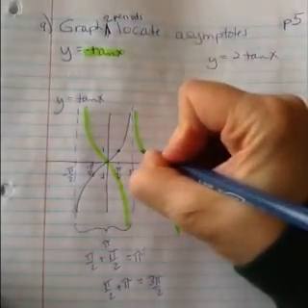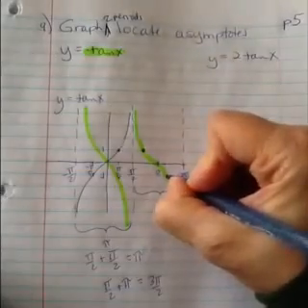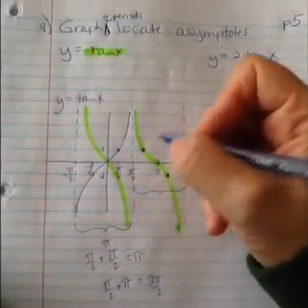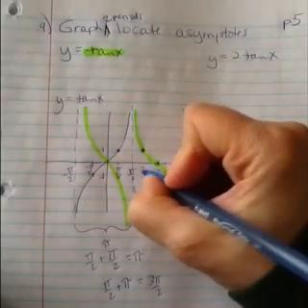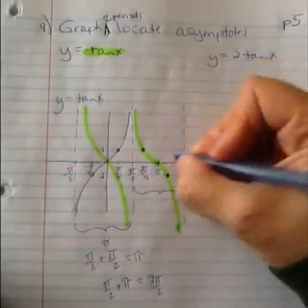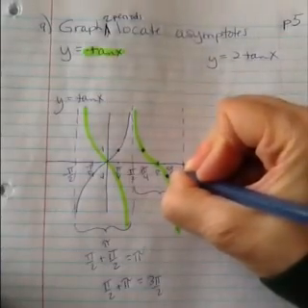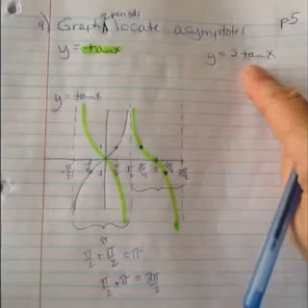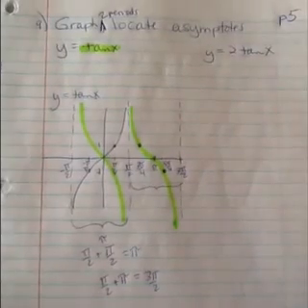Now the points at 1 and minus 1 should be halfway between these two, which would be 3 pi over 4, and this one would be 5 pi over 4. Okay? Now what happens if it is vertically stretched by 2?